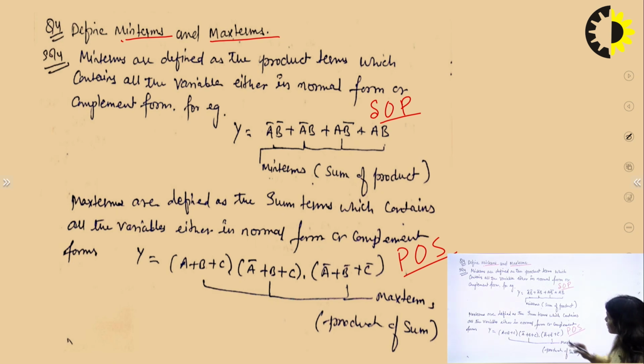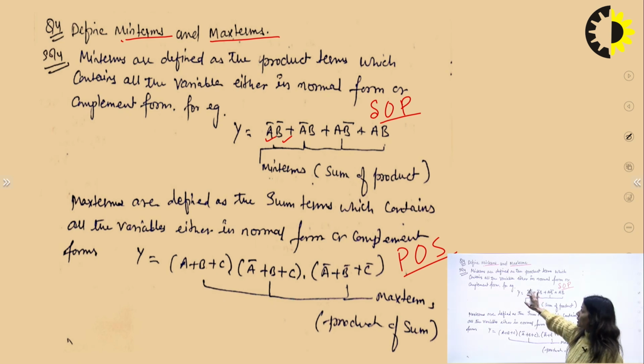Like here we have defined Y equals A bar B bar plus A bar B plus A B bar plus AB. Now we have taken two variables A and B, and all the min terms have been shown for this. Try to show all the min terms, but these are the min terms.